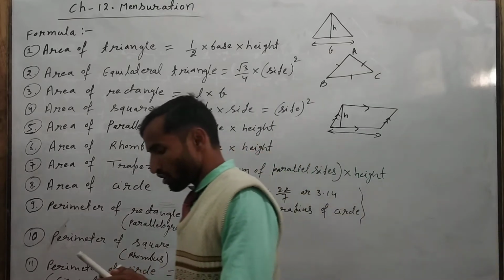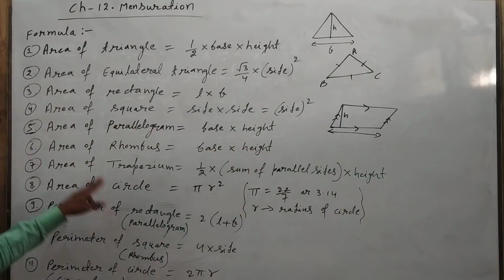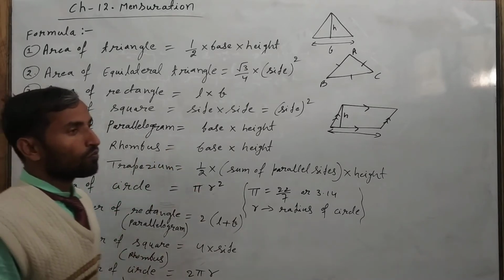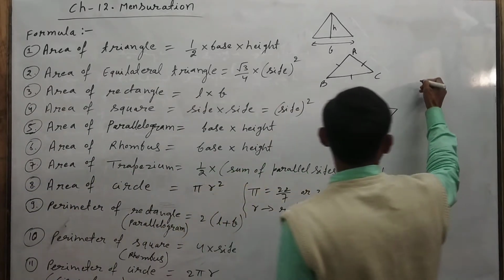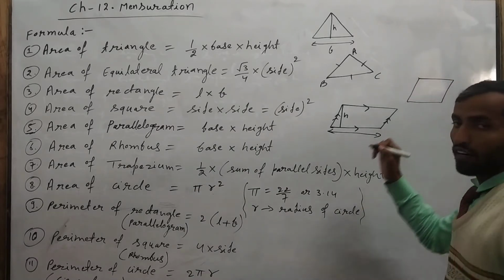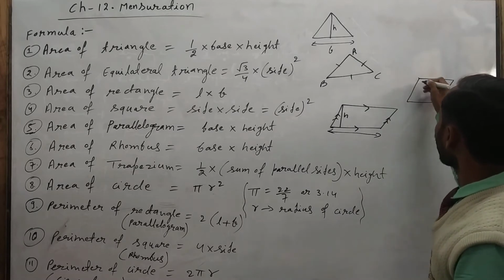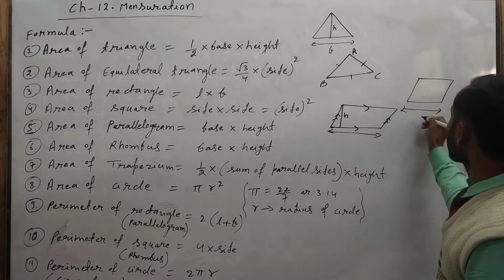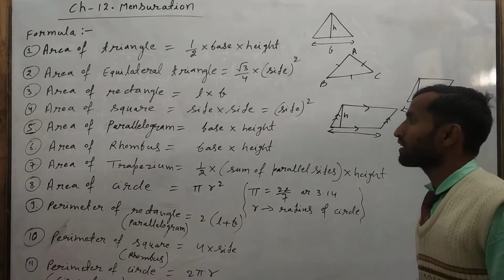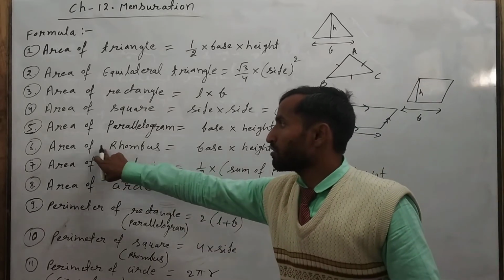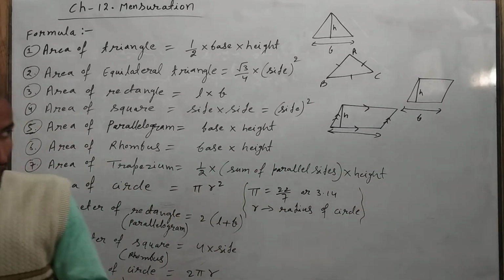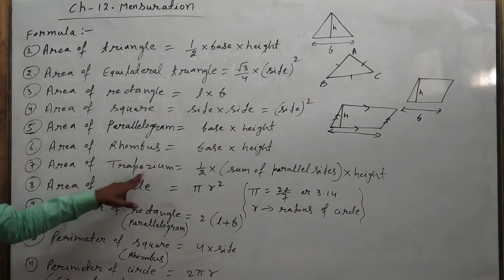We use the same formula for the area of rhombus also. Rhombus is also like a parallelogram, but in a rhombus all four sides are equal, like a square. So in this also opposite sides are parallel and all four sides are equal. Again here the side is given, which means the base is given, and the corresponding height is given. To find the area of rhombus, we will use the formula base into height.